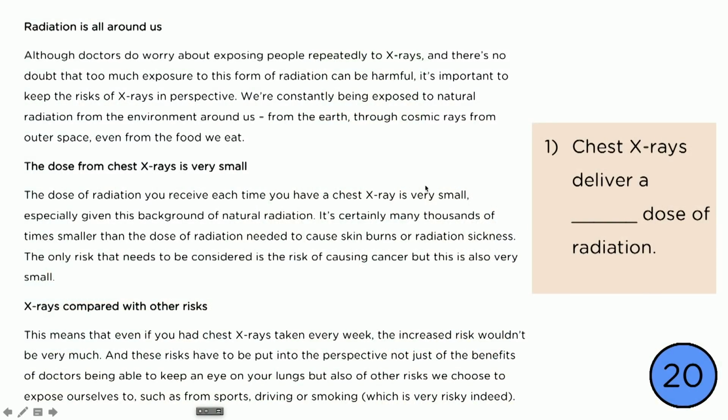So, here we go. You don't want to read this word by word. There's not enough time. This says chest x-rays deliver a something dose of radiation. So you're going to scan read. You're going to be looking for a keyword like chest or dose, right? Because there's too many x-rays. There's x-rays, x-rays, x-ray, x-ray. That's not a good keyword. So we find the word dose and we find the word chest. Chest x-rays deliver a. We know we're reading here or here. The answer is very small.